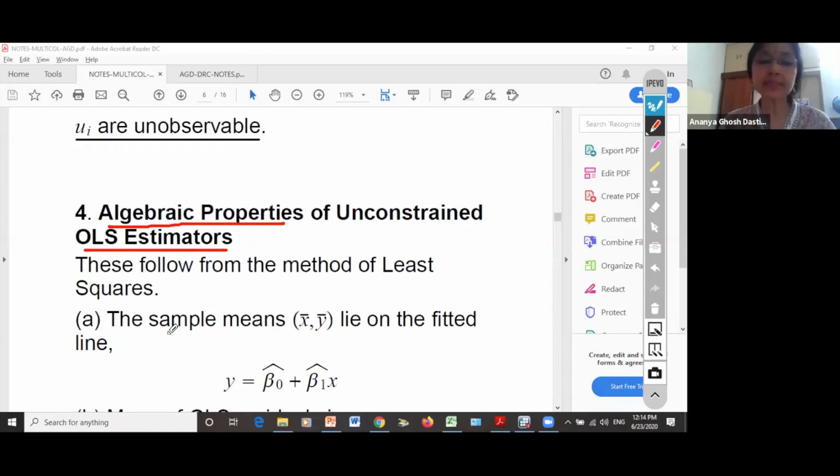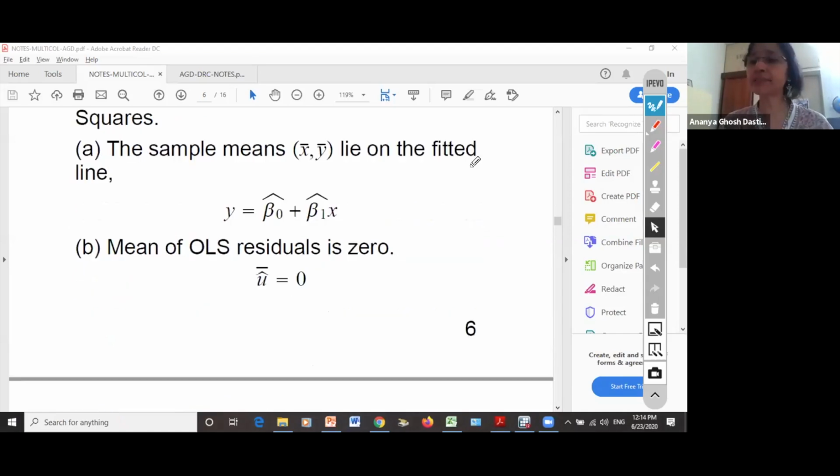Those estimators, which together give us our line of best fit, okay, have certain properties. Namely, the sample means of your data will lie on the fitted line. That's one algebraic property. What else is there? The mean of your OLS residuals is 0. That's another algebraic property. Any least squares regression model, whether two variable or multiple regression, if it has an intercept, very important, if it has an intercept, you are running unconstrained OLS. Then always the residuals, once you've calculated them, will have 0 mean. The second algebraic property of your estimator.